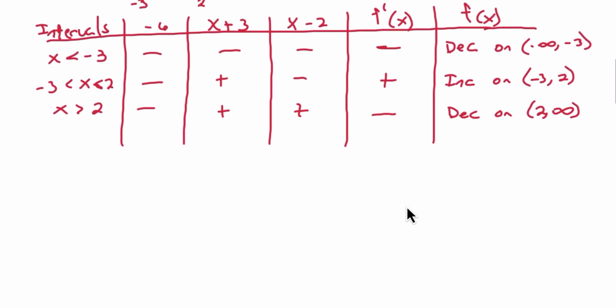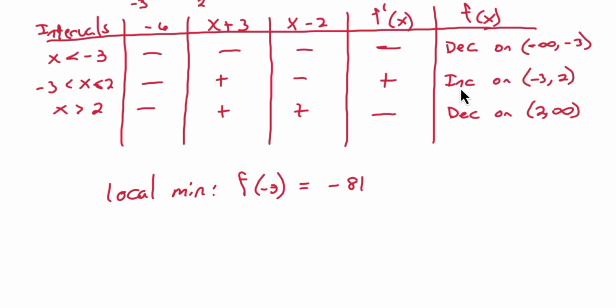Now we're looking for where there is a change from increasing to decreasing or vice versa. Notice in this first change, we go from decreasing to increasing. That means we have a local minimum at -3. So if we evaluate f at -3, we'll get the value of that min to be -81.